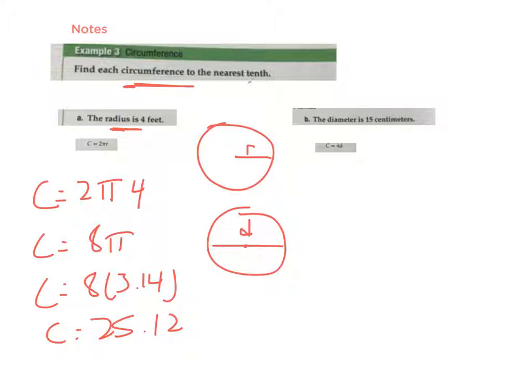25.12, but it says round to the nearest tenth. Tenth is one place value. So since this number is smaller than 5, my answer ends up being 25.1.